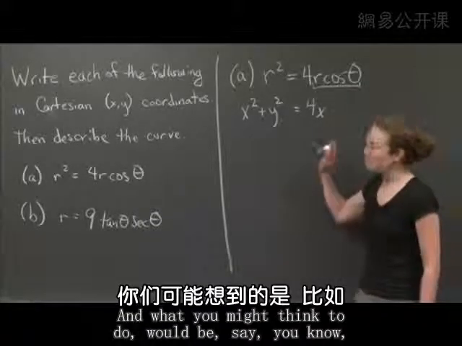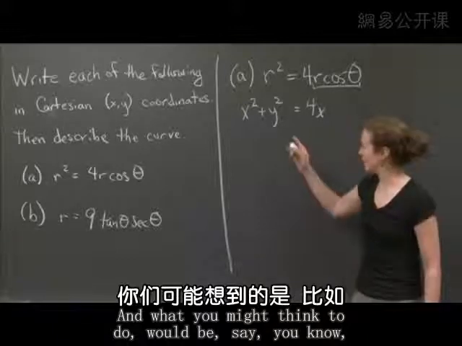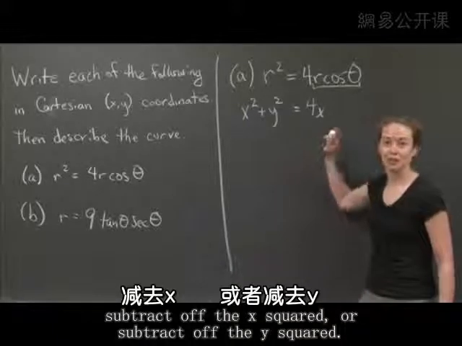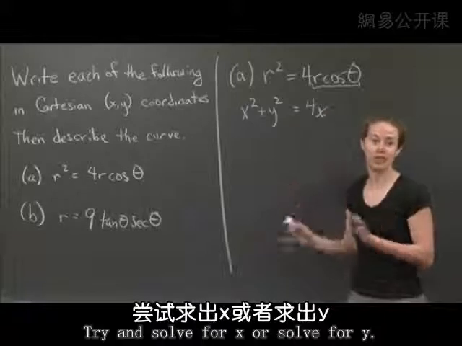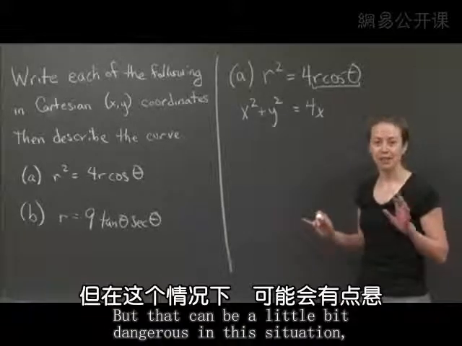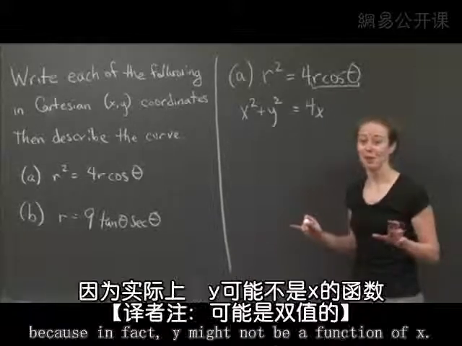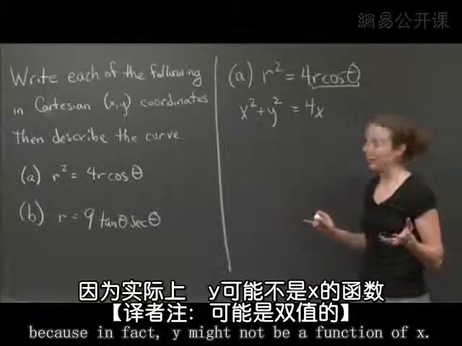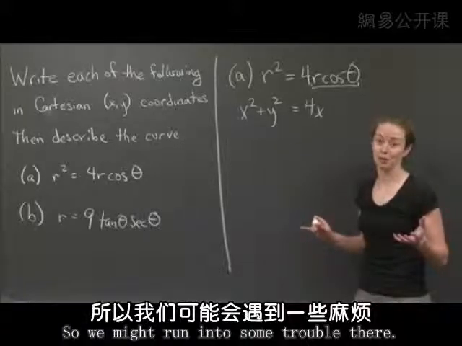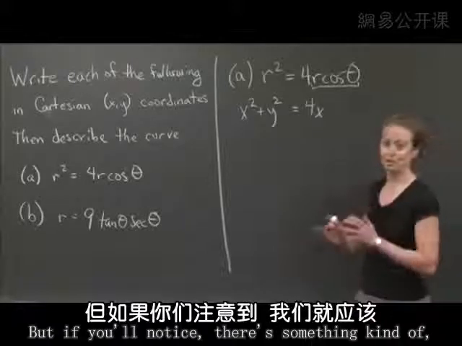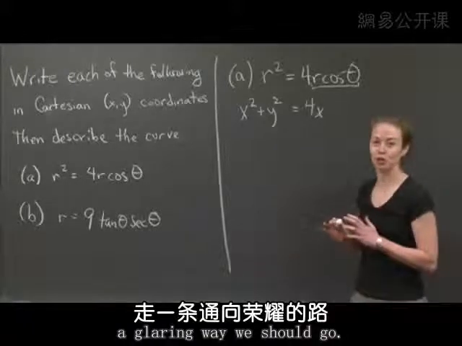What you might think to do would be to subtract off the x squared or subtract off the y squared, and try to solve for x or solve for y. But that can be a little bit dangerous in this situation because, in fact, y might not be a function of x. So we might run into some trouble there. But if you'll notice, there's something kind of glaring that shows which way we should go.